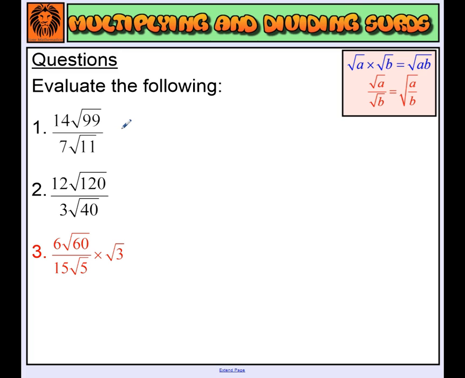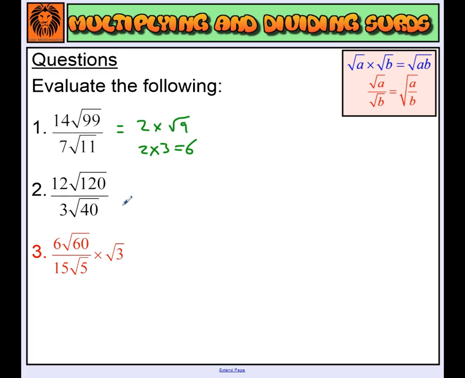Question 1. 14 lots of root 99 divided by 7 lots of root 11. Now, we know that 14 divided by 7 gives us 2. We're going to multiply this by root 99 divided by root 11. 99 divided by 11 is 9, so this is root 9. Root 9 simplifies to 3, so this is 2 times 3, and this gives us an answer of 6.